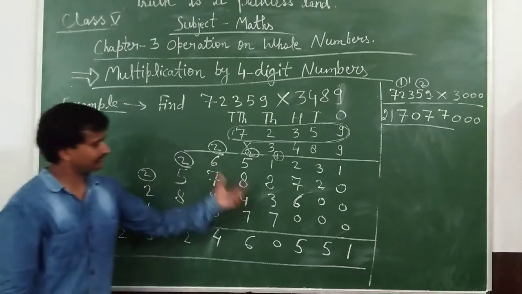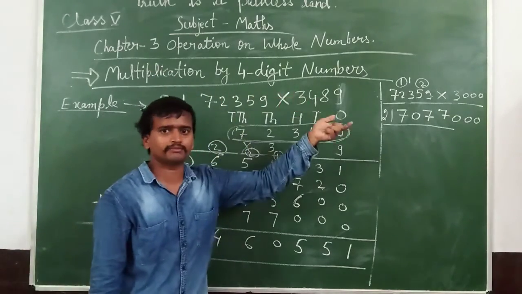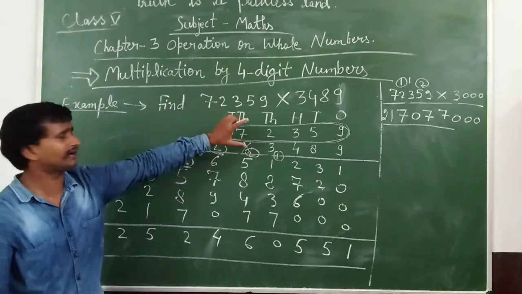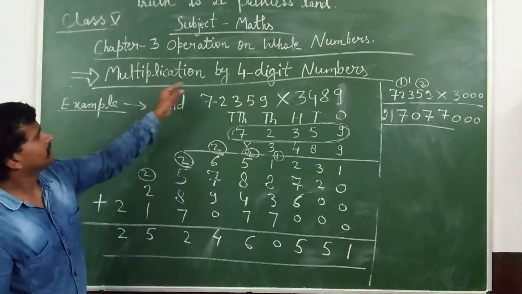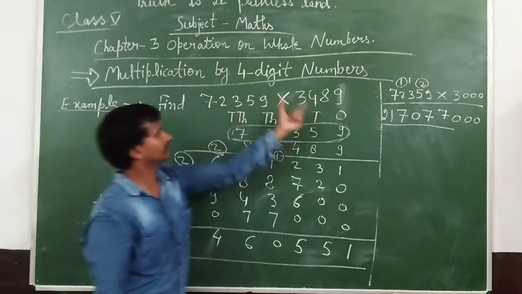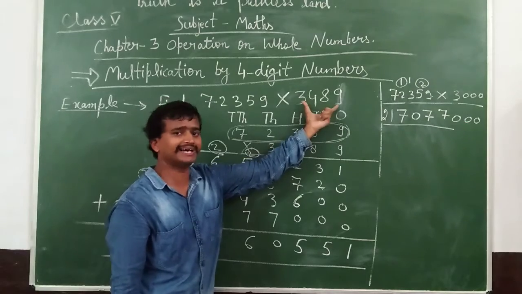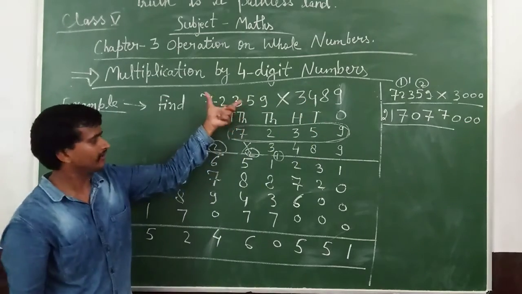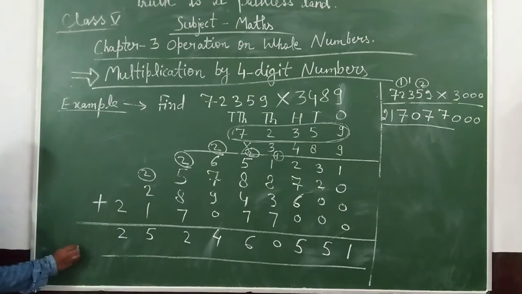So this is how we can perform the multiplication of larger numbers like this. Here we have done the multiplication of a 4-digit number by a 4-digit number. That means here it is the multiplier, it is the multiplicand, and the answer we obtained is the product. So we can write it as the answer.